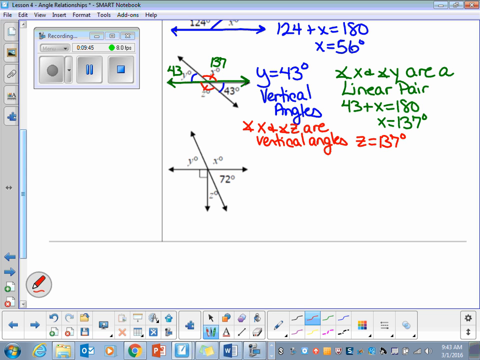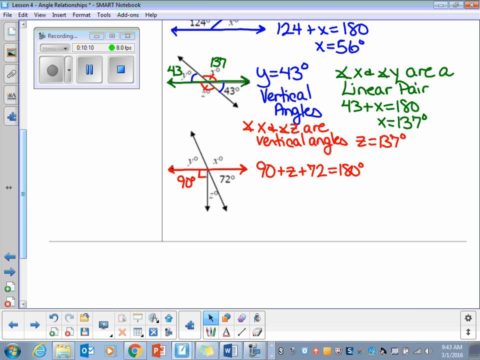Okay, so let's see here. I know this symbol means this is 90°, so I'm going to label that. And I'm given 72. I'm seeing a straight line here, right? The 90 plus Z plus 72 has to be 180 degrees. These are supplementary. They're not a linear pair.